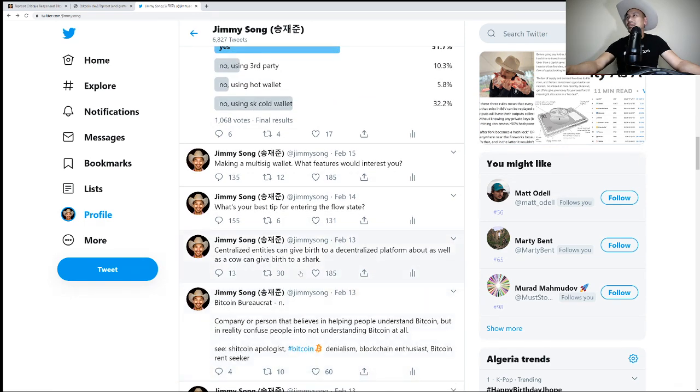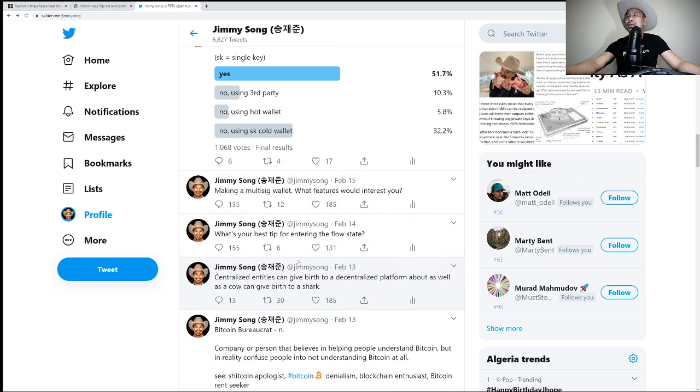Centralized entities can give birth to a decentralized platform about as well as a cow can give birth to a shark, and this is just the reality of decentralized things. You can't have centralized entities really give birth to them.